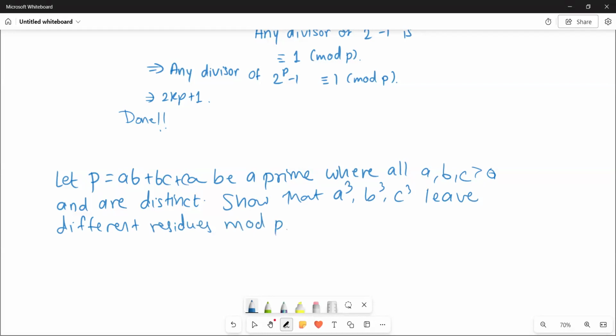Here's the question. Let P be a prime which is of the form AB plus BC plus CA, where A, B, C are distinct positive integers. Then show that A cube, B cube, and C cube all leave distinct residues mod P. Residue is remainder.